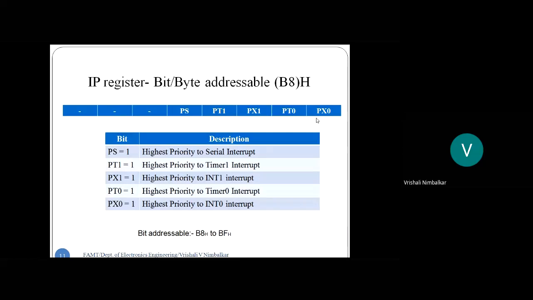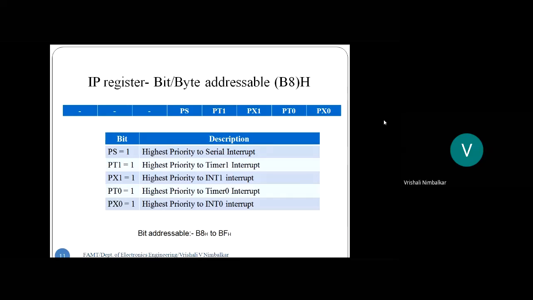What was the default priority? Int0 highest, then timer 0, int1, timer 1. Whatever the remaining interrupts are, how will the new priority be assigned? If the PS bit is set, then the first priority is to serial communication. Correct? And the remaining interrupts will have the default priority. So what is the priority sequence? See here students, PS is the first priority, int 0 second, timer 0 third, int 1 fourth, and timer 1 fifth. That's how the priority will be reassigned.